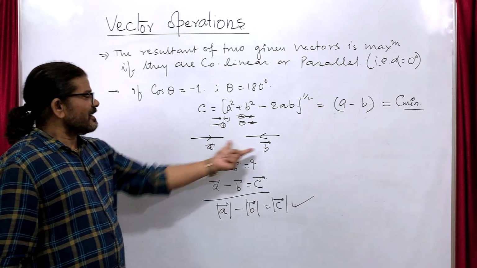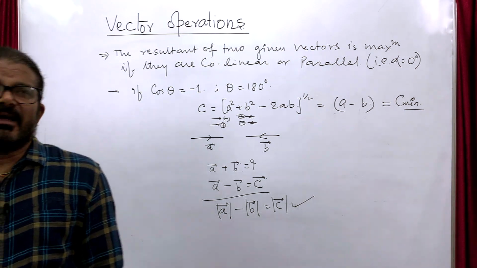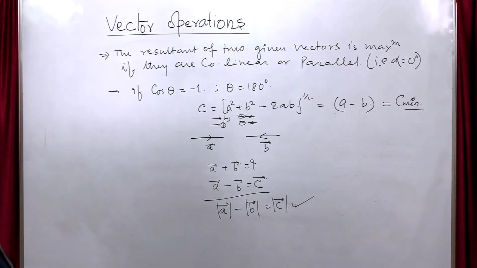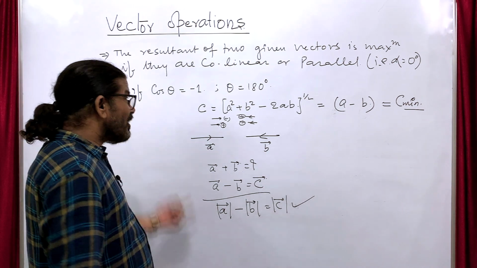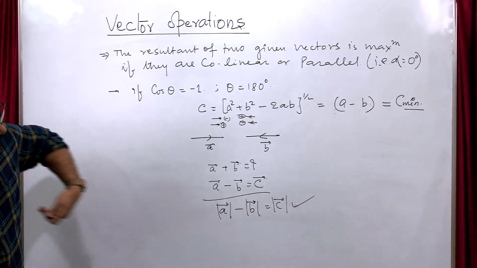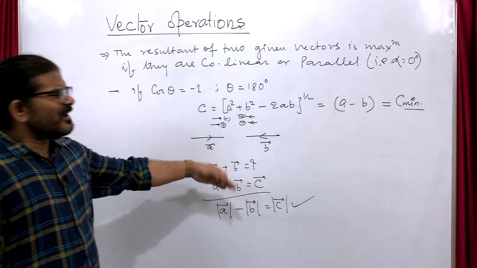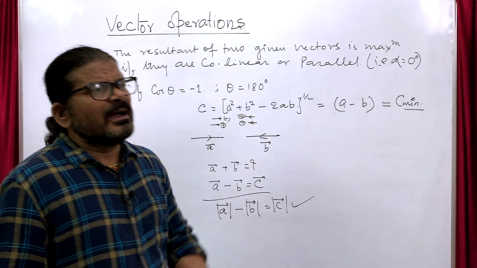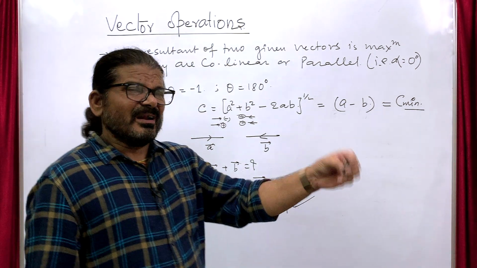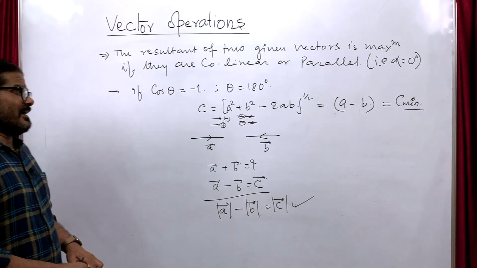the vectors are suppose along the line, or the angle between them is either 0 degree or 180 degree. Then we can apply simple algebra to add two vectors or subtract two vectors.